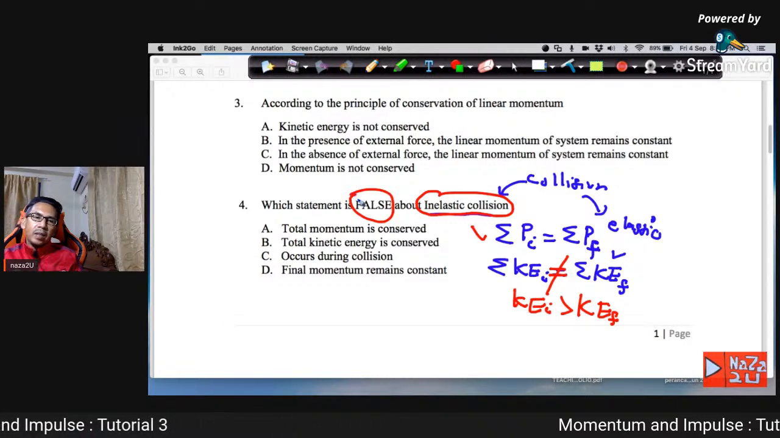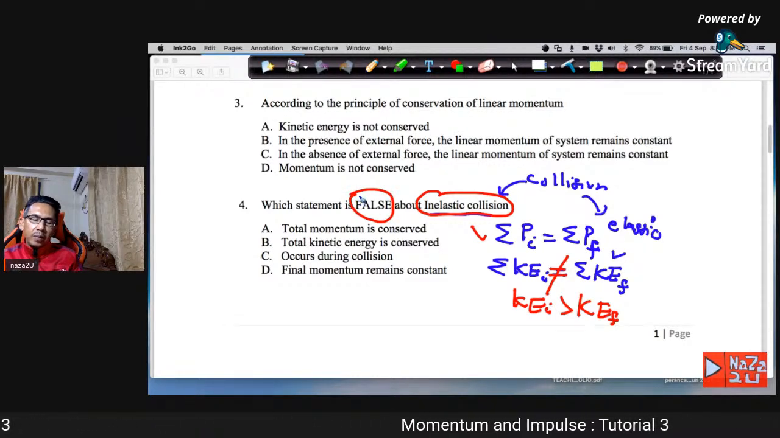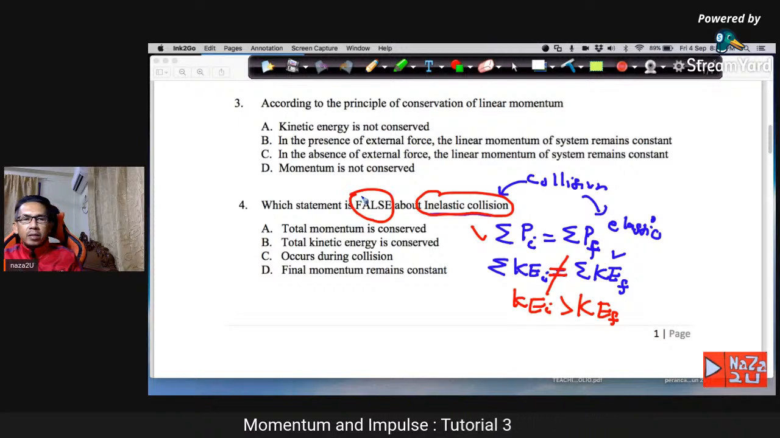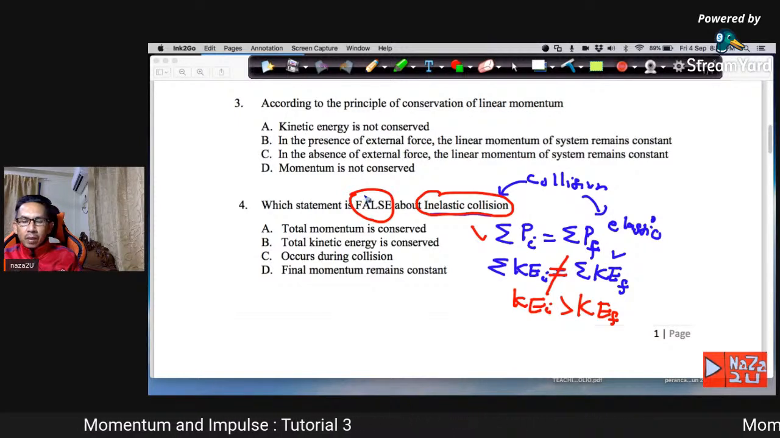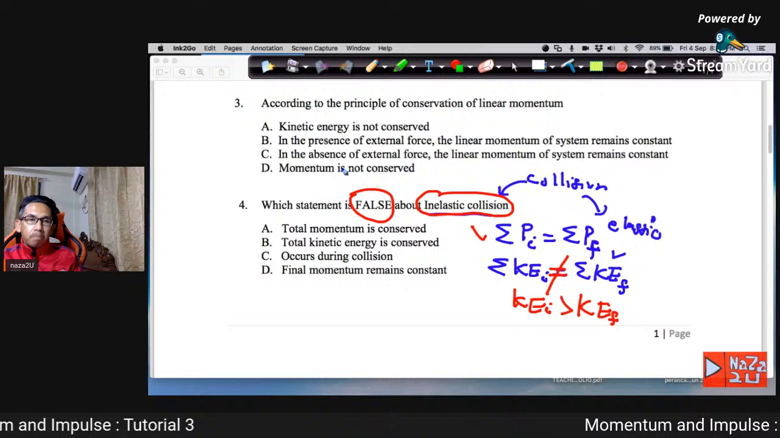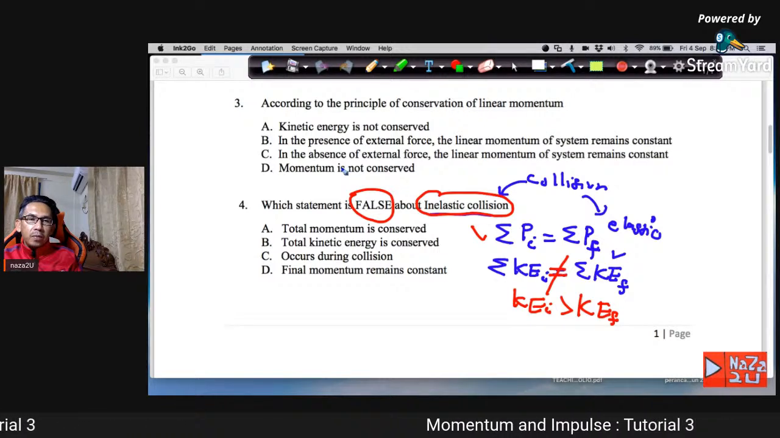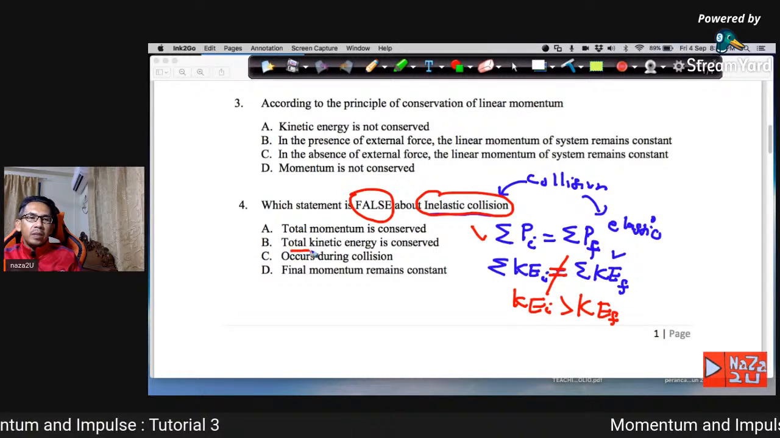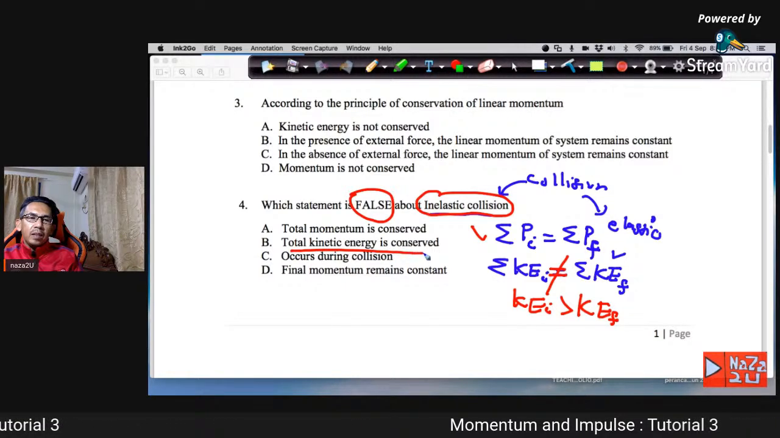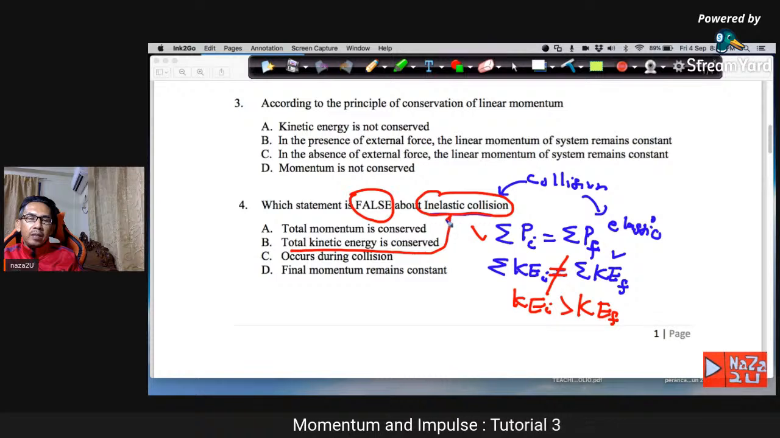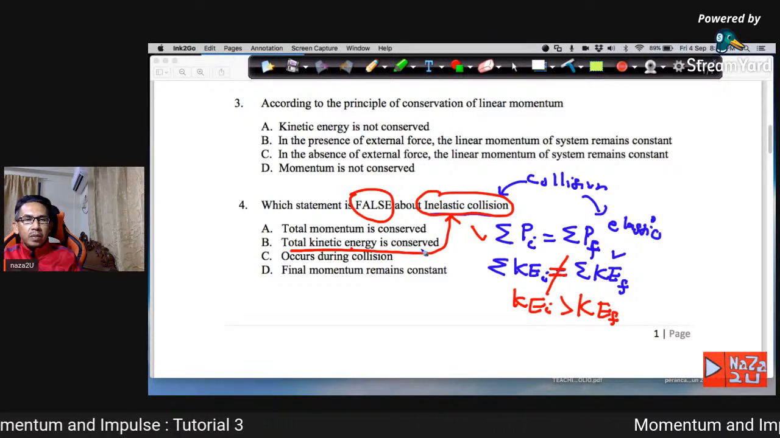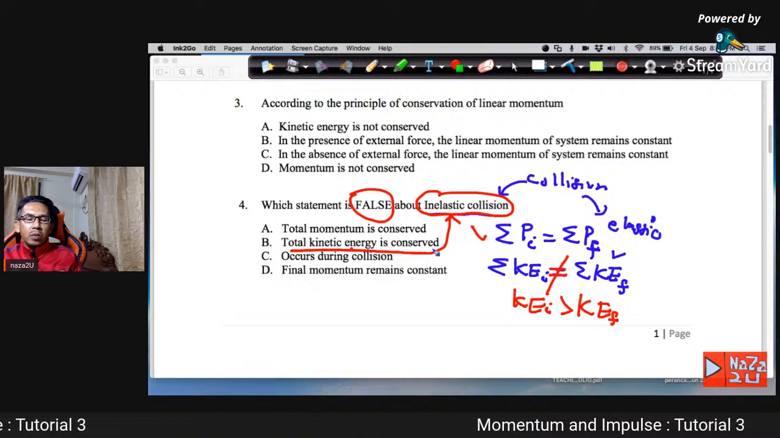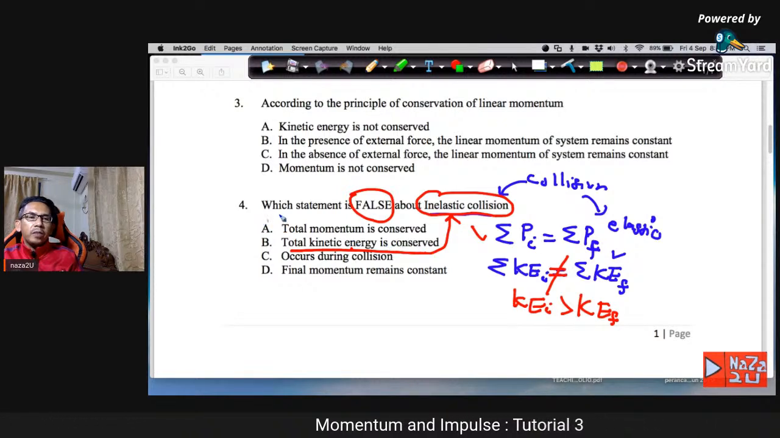Meaning kalau kita nak cari, kalau kamu tengok dekat jawapan yang dibekalkan kat situ, number A tu dia kata apa? Total momentum is conserve, total kinetic energy is conserve. Maksudnya kat sini the answer is B, because kalau dia melibatkan inelastic, kinetic energy not conserve. Tapi ini untuk kalau elastic collision. Alright, so this is number 4.